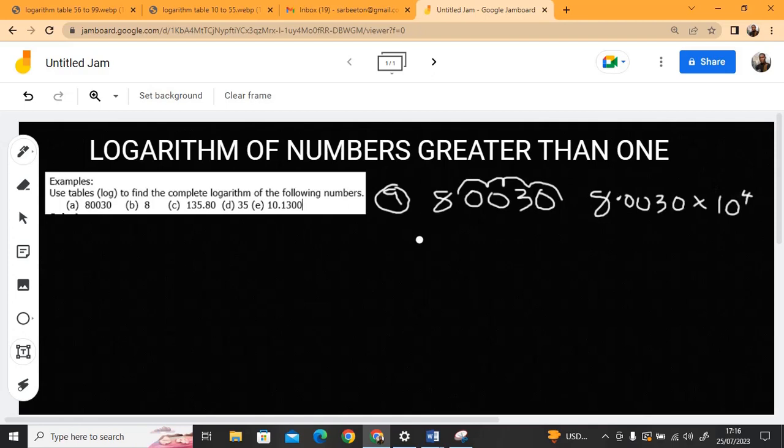Now the first thing you have to do here is write this 4, that is the 4 at the top of 10. This 4 here, you write it there, 4 point. That is the first thing you have to put in your memory. Now you use your logarithm table.